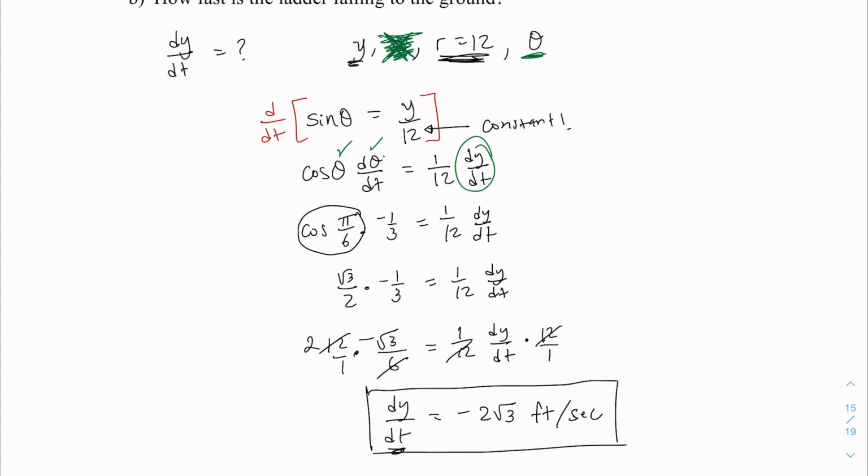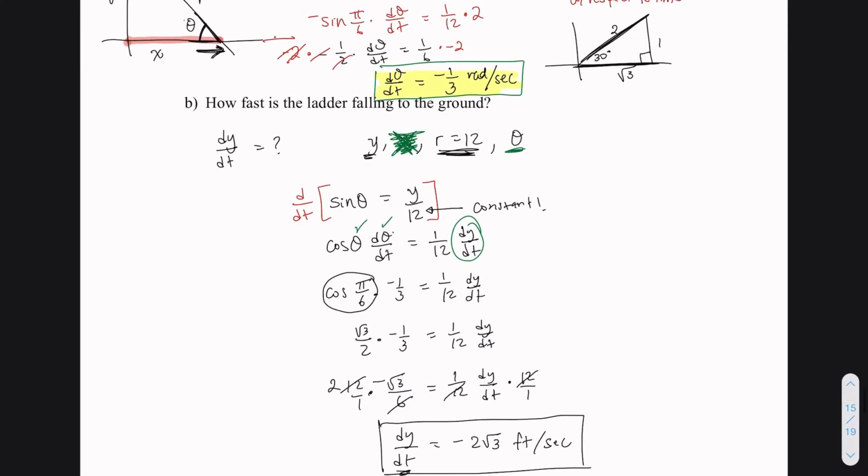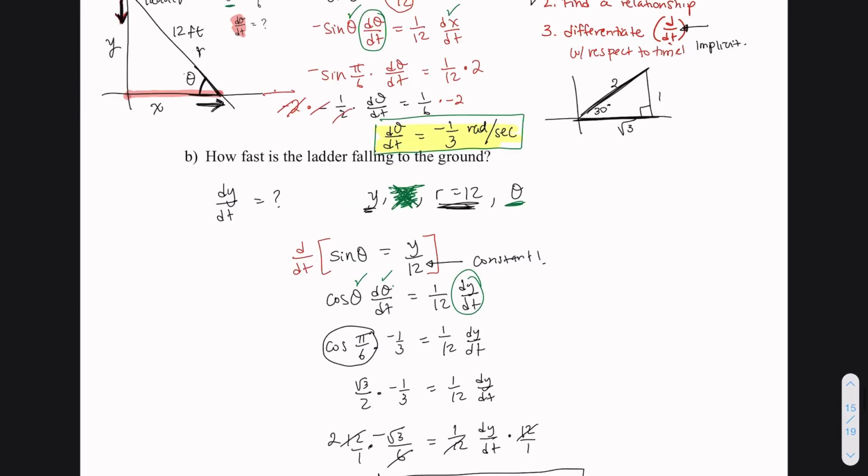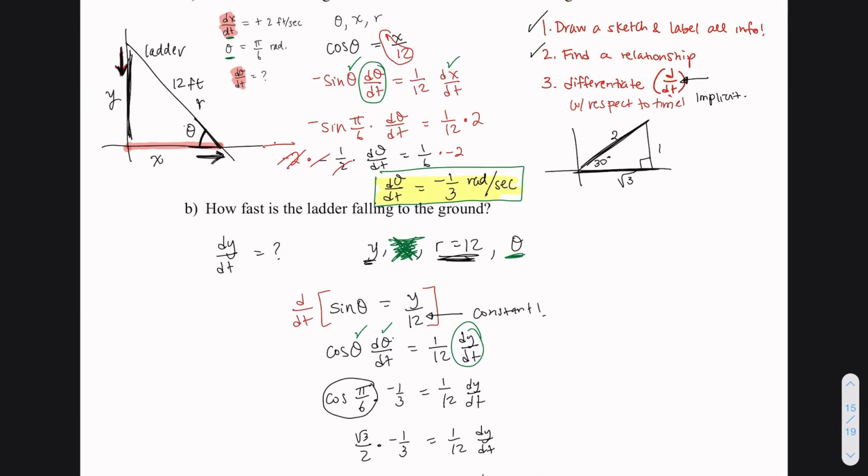But again, we have to make sure that this makes sense. So go back to the problem. Check if the sign makes sense. If there's a negative, that means that the y distance should be decreasing. And indeed, as the ladder falls, the distance of y does decrease. So it makes sense, and we can feel confident about our answer.